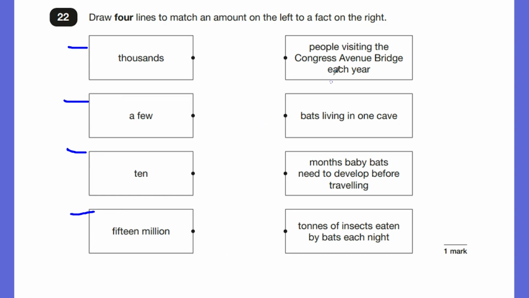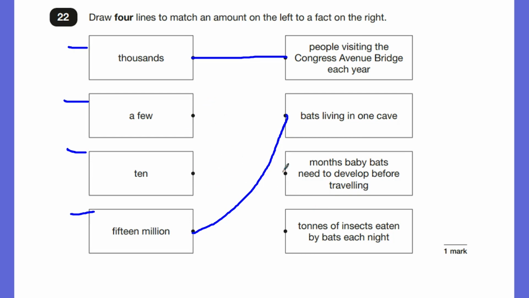So people visiting Congress Avenue Bridge each year. Are there thousands, 15 million? I don't think there's going to be 15 million people. I don't think there's only 10, and I don't think there's only a few. So the obvious answer will be thousands. Bats living in one cave, I would think that would be 15 million. Months baby bats need to develop before traveling, a few or 10.